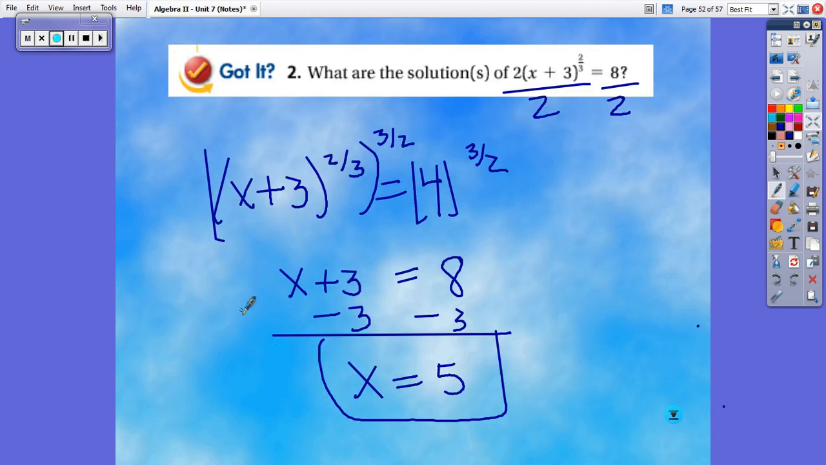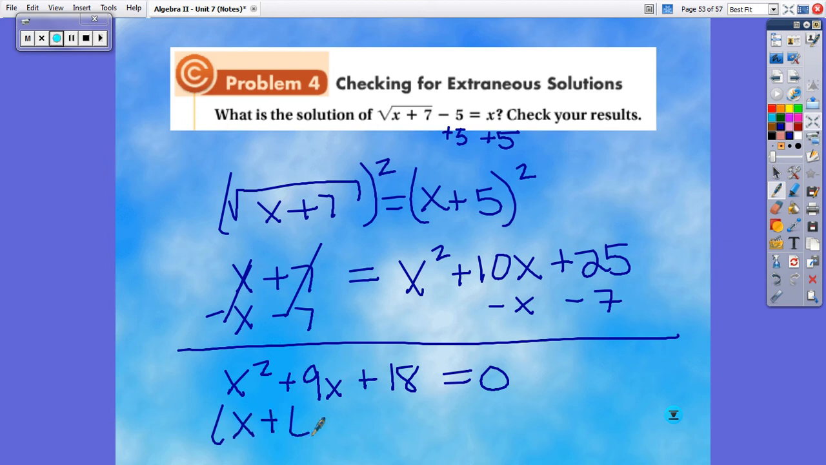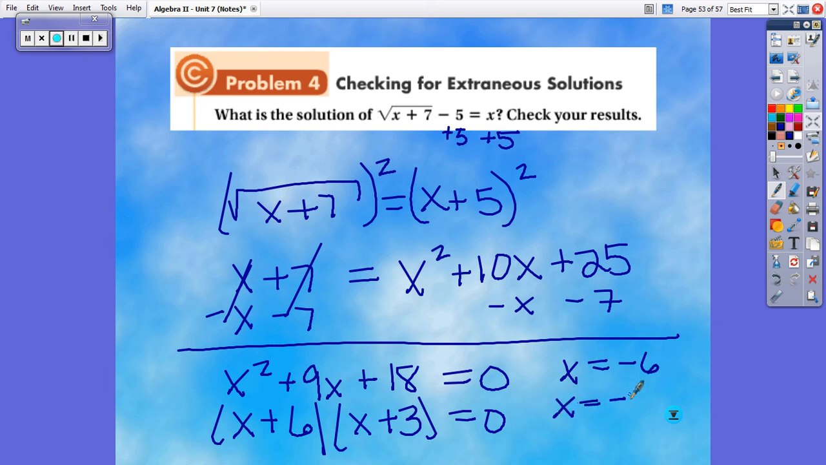So I get rid of my x's, get rid of my 7's on one side, and I'm left with x squared plus 9x plus 18 equals 0. And then hopefully you see that you can factor this into x plus 6 and x plus 3. So that means that x is equal to negative 6 or x equals negative 3.